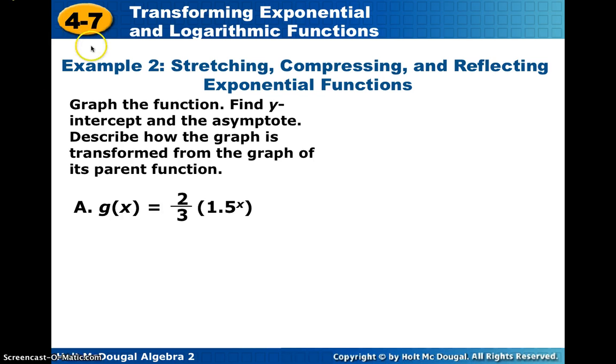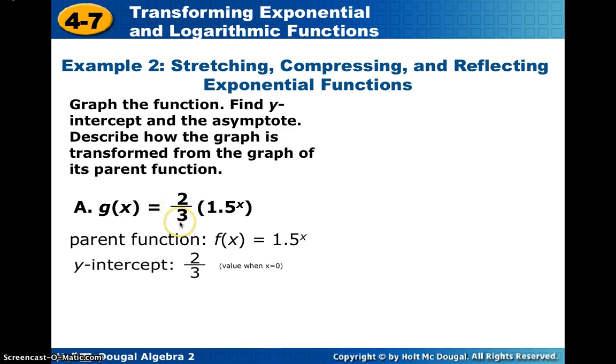Okay, let's see if we can graph this function, find the y-intercept and the asymptotes. Describe how the graph is transformed from the original function. So, first of all, the parent function for this would be 1.5 to the x. Whatever the exponential is, that's the parent function. Now we can see that it's been multiplied by the 2/3 in front.